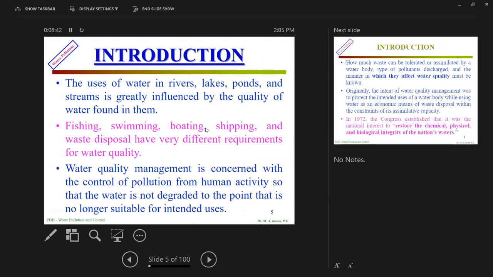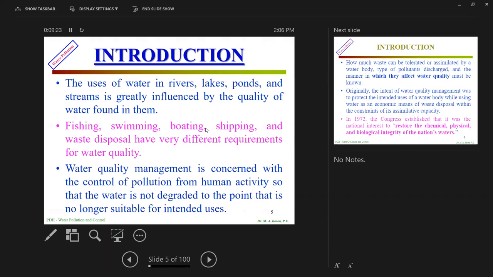So under introduction, I would like to say the water usage, either it is rivers, lakes, ponds, or streams, is greatly influenced by the quality of the water found in them. So if I have good quality water, the usage would be there. A lot of people would be interested in using it. The usages that we have generally, fishing, swimming, boating, shipping, and waste disposal, have very different requirements for water quality. Fishing has one quality, swimming may have a better quality because it will be contacting the human body and other things like that. So that's why it probably has to be better quality. But most of the time it is drinking water quality.